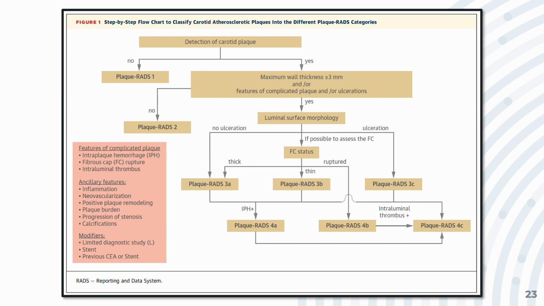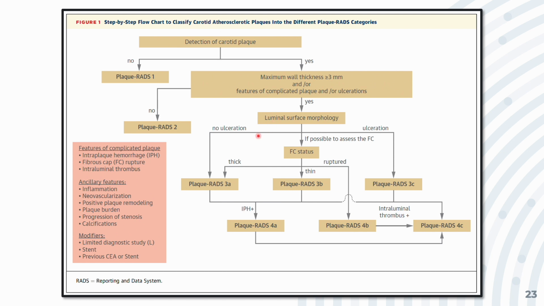This is a step-by-step flowchart to help you classify the Plaque RADS score for a carotid artery. And so the first step is to look for presence or absence of carotid plaque. If there isn't carotid plaque, the carotid artery has a score of 1. If, however, there is carotid plaque, then you look at the maximal wall thickness. If the wall thickness is less than 3 millimeters, the Plaque RADS score for a carotid artery is 2. If the maximal wall thickness is greater than 3 millimeters, then it's time to look at the morphology of the plaque.